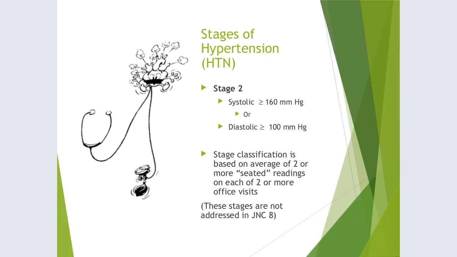Stage classification is based on the average of 2 or more seated readings on each of 2 or more office visits. So if you check their blood pressure at least 1 time on 1 visit and 1 time on another visit, and it's greater than 160 or greater than 100, then they have stage 2 hypertension according to JNC7. You have to have the documentation, and you have to document how you took it, what it was, and any differences there.